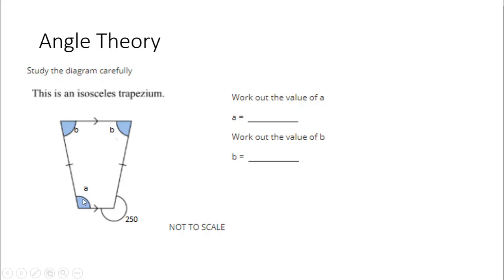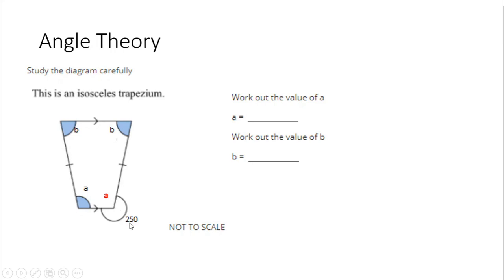But also down here, you may not be able to work out what A is on this side. However, it will be equal to the angle over here on this side. So I'll label that angle A as well. Now, I can't really work out this A, but I should sure be able to work out that A.